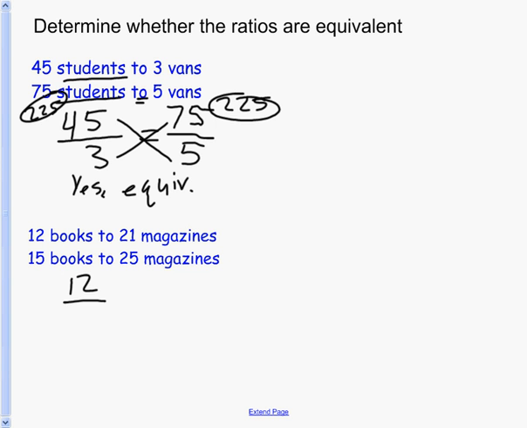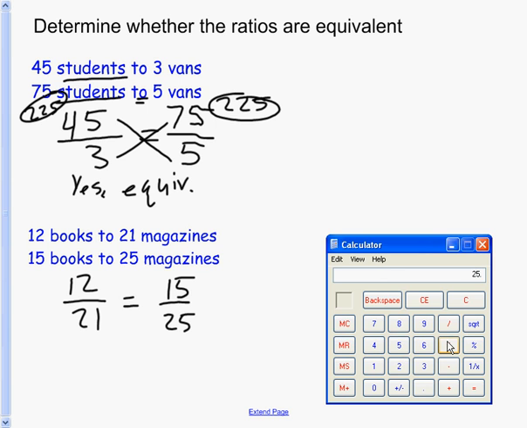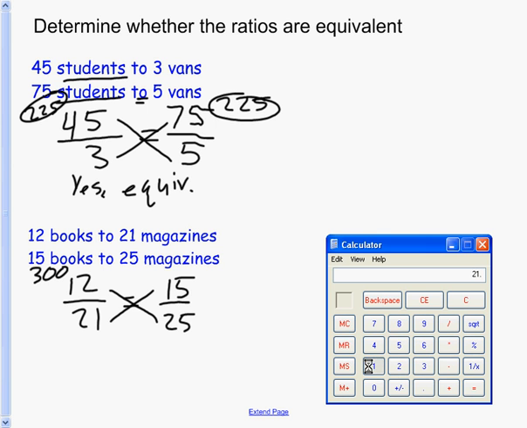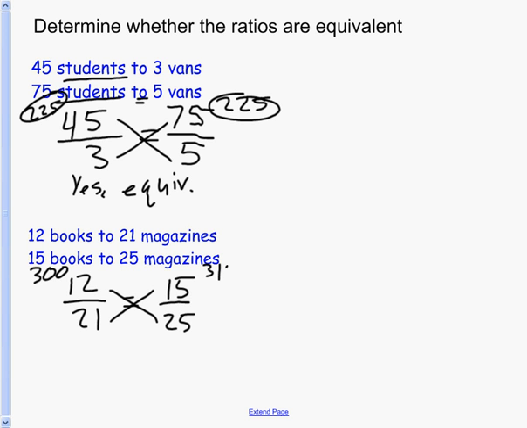Next, we have 12 books over 21 magazines. We're going to see if that's equivalent to 15 books over 25 magazines. So we're going to cross multiply. 25 times 12 gets us 300. Then 21 times 15 gets us 315. So, since 300 does not equal 315, they are not equivalent. I just write not equiv for short.